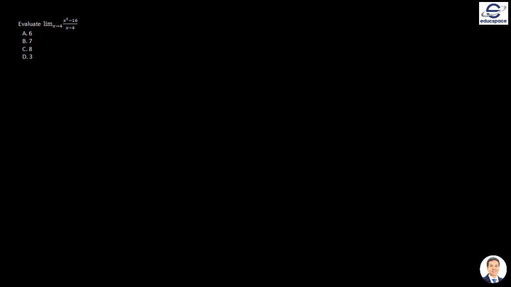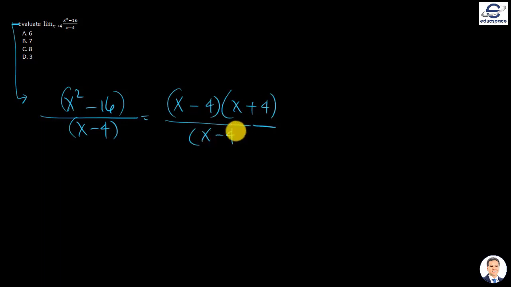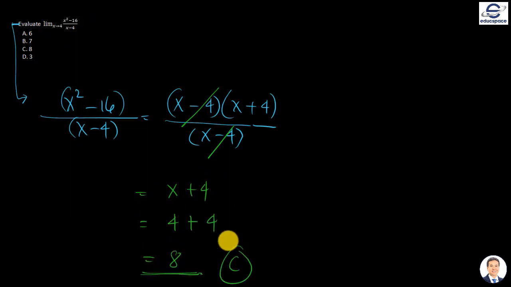Evaluate the limit as x approaches 4, wherein the equation is (x squared minus 16) over (x minus 4). Again, we are going to use factoring here. The denominator, of course, cannot be factored since it is already a first-degree polynomial. But in the numerator, we can factor this as (x minus 4)(x plus 4). So we have x minus 4 again in the denominator. Therefore, we can simply cancel this out, and we have x plus 4 in our equation. Since x approaches 4, we can simply substitute it here. Therefore, we have 8. So the answer here is letter C.